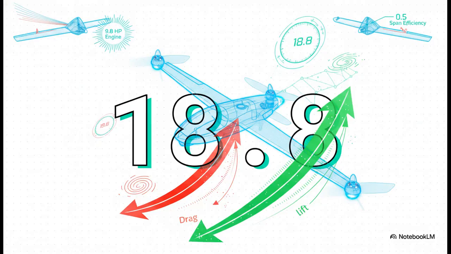So, the crucial point is this final number right here, 18.8, the maximum lift-to-drag ratio. Simply put, for every 1 pound of drag pushing backwards on the drone, the Odyssey generates 18.8 pounds of lift pushing upwards. This is the ultimate efficiency score. It proves that the 9.8 horsepower engine, the deliberate 0.5 span efficiency, the smooth composites, all of it comes together perfectly to create a vehicle highly tuned for its mission.